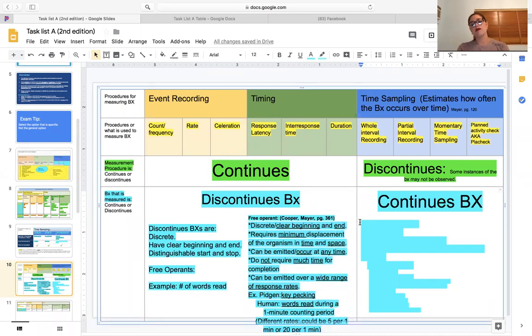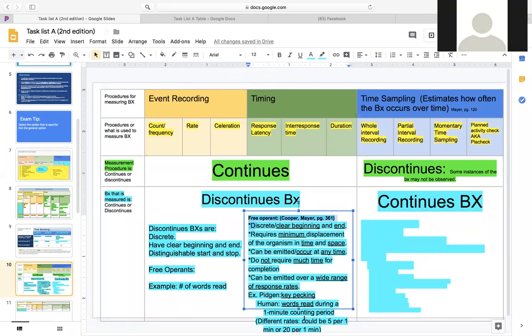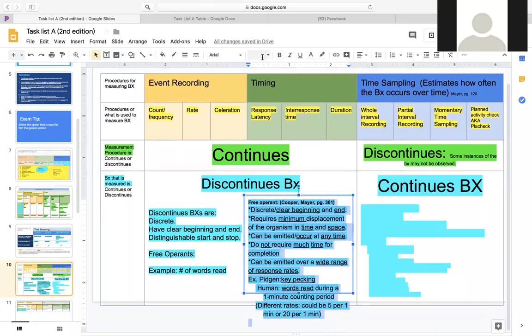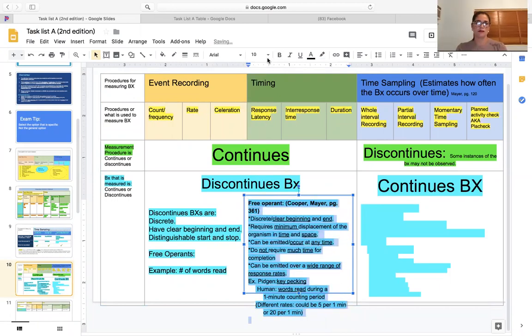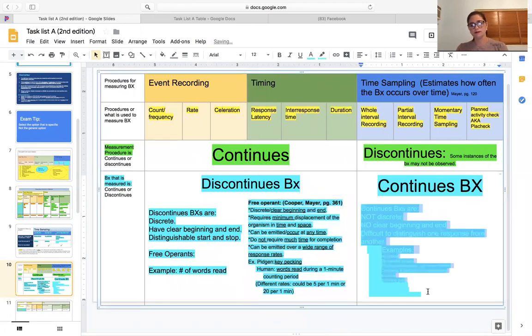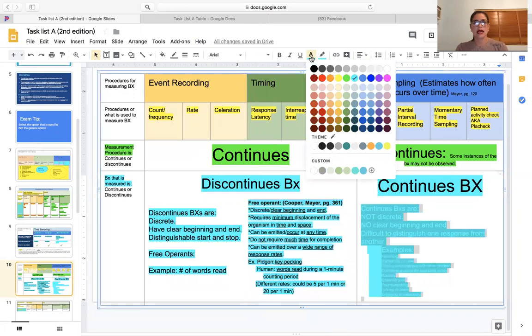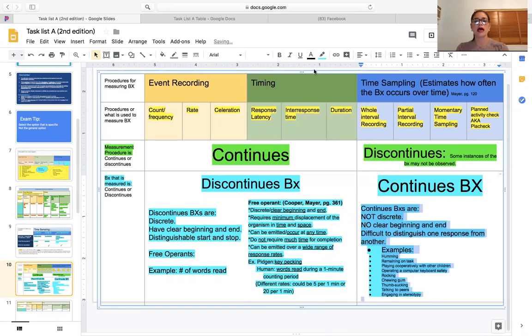Continuous behavior, which one is that? Behaviors that occur in a high rate. Perfect. And I happen to find a lot of examples, because sometimes it's easier when we find examples. So they're not discrete, they don't have a clear beginning and end. They're difficult to distinguish one response from the other.